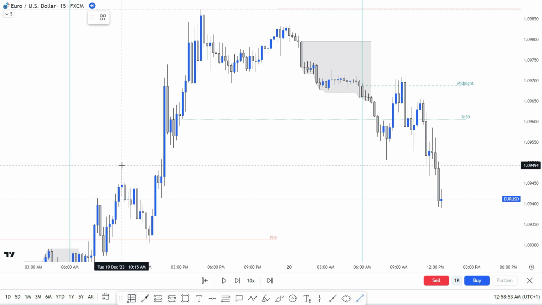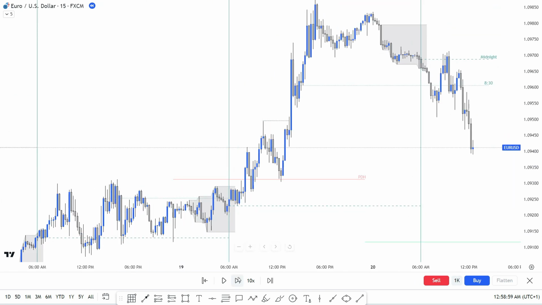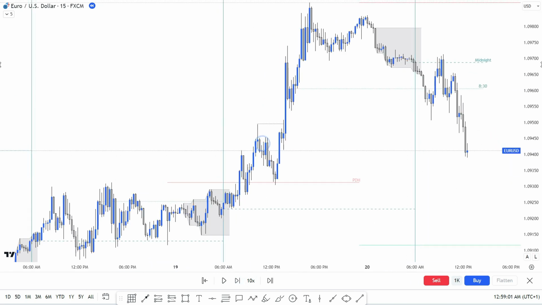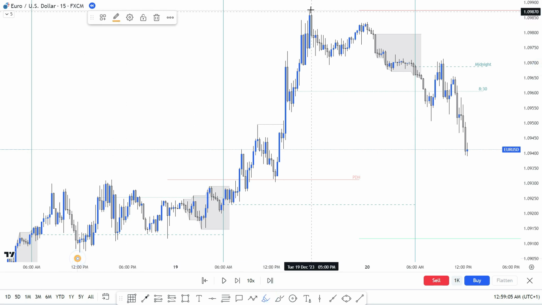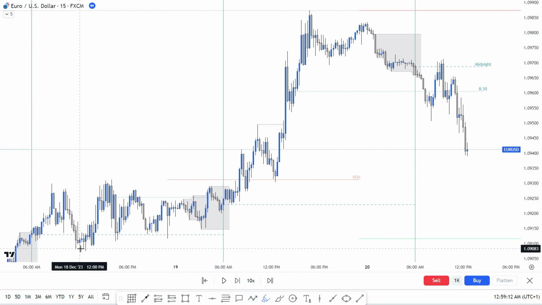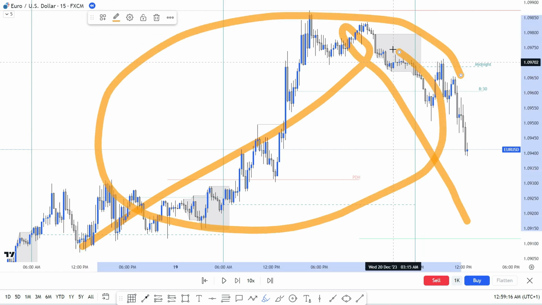So where do we start? We are going to start from the highest point into the lowest point. In this particular leg, where is the lowest point? This is the lowest point on this leg, and this is the highest point on this leg. So automatically this is our price action, and we want to work with the price action that is in this particular zone.